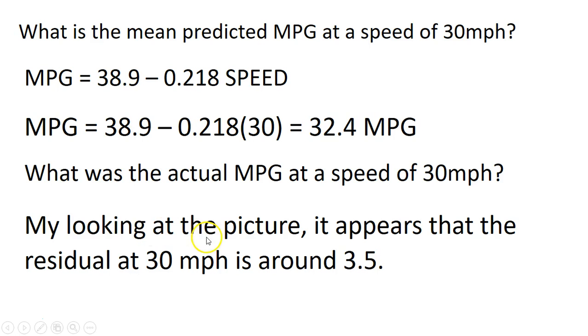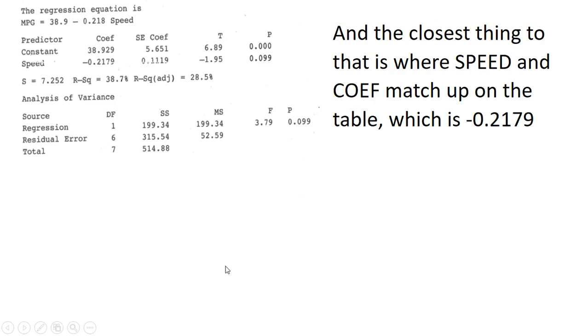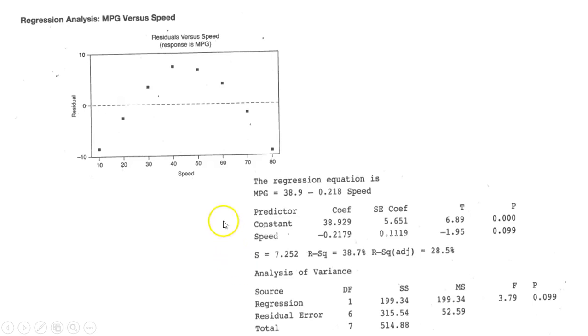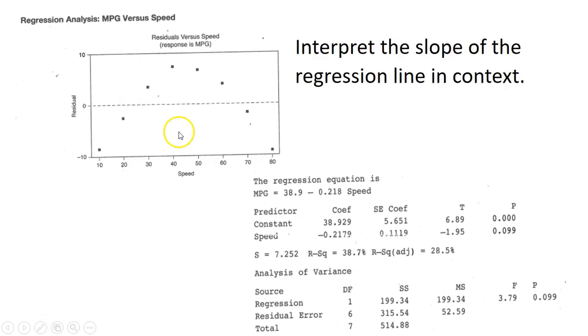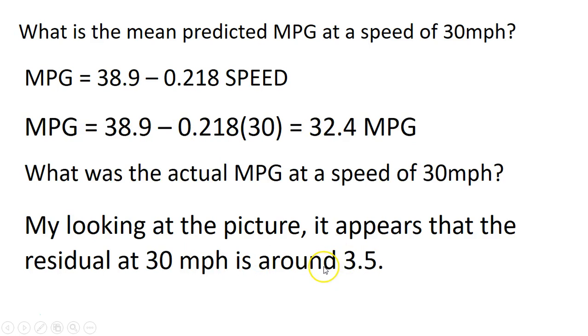What was the actual MPG at a speed of 30? Well, looking at the picture, it appears that the residual at 30 is around 3.5. Let's take a look at the graph. At 30, it's up here. That's why they're saying maybe it's 3.5, because right here is 30, and right there would be 5. So I can bite on the 3.5.